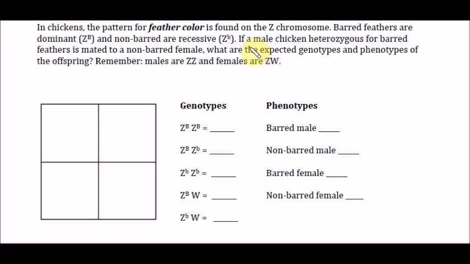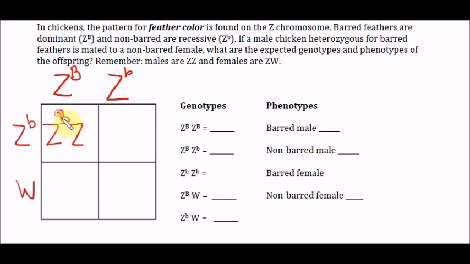It says if a male chicken heterozygous for barred feathers. So in this case, a male chicken, remember, is Z, Z. And then it tells us that they are heterozygous. Well, heterozygous tells us it's a capital and a lowercase combination. Remember, hetero means different. And then we have a mated to a non-barred female. So she's non-barred. It's the lowercase b and W. Remember, there's nothing on the W, so we just ignore that. And then we go ahead and match everything up.